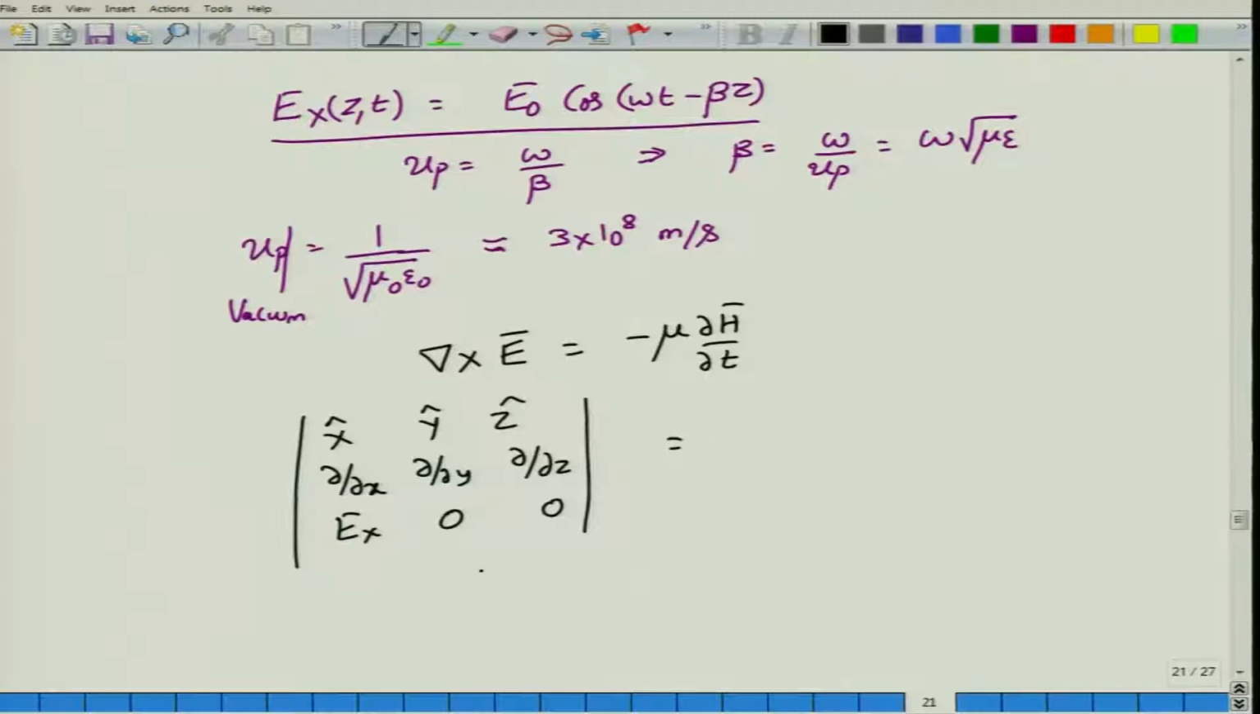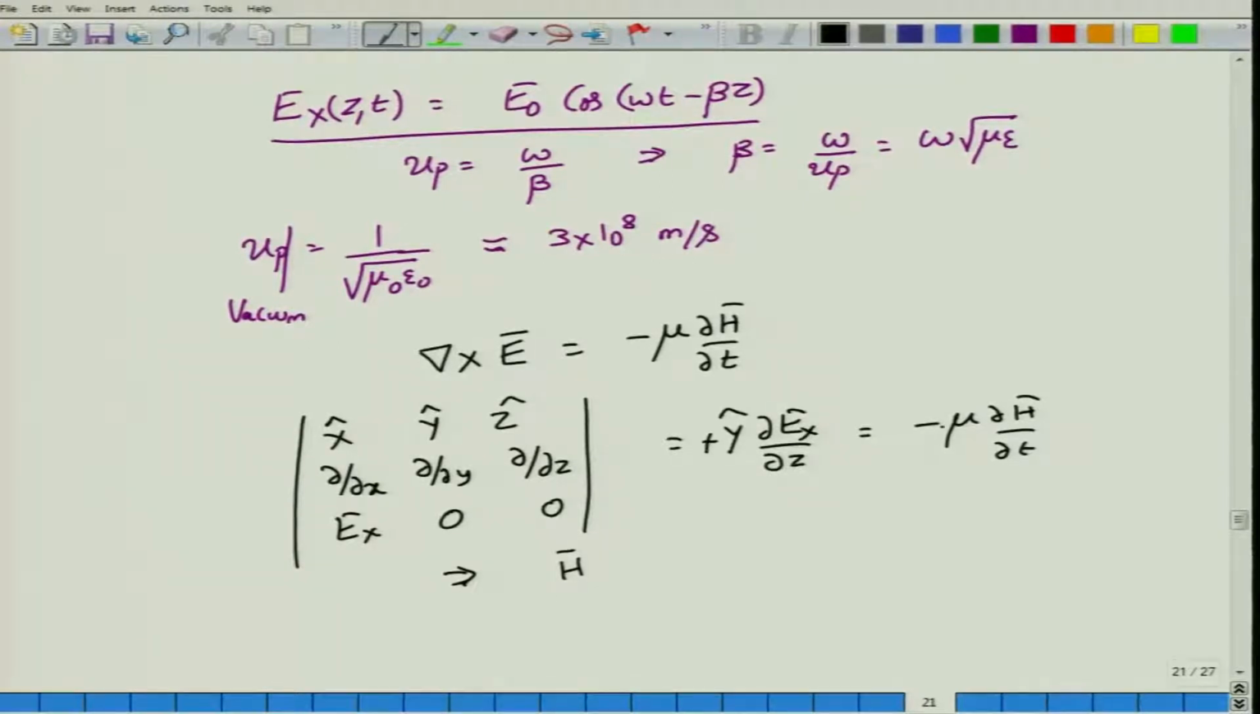Therefore, what component of this one we will have? We will have only the y component. Okay. And what would be the y component given by? Del Ex by del z, and this should be equal to minus mu del H by del t, which therefore implies that H will be equal to, so this is the y component that I am looking at, therefore there will be a minus sign to this one.